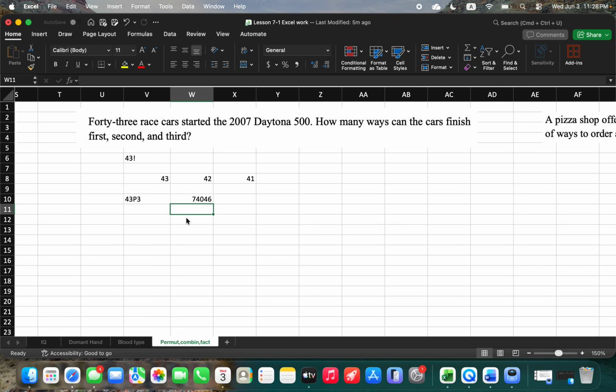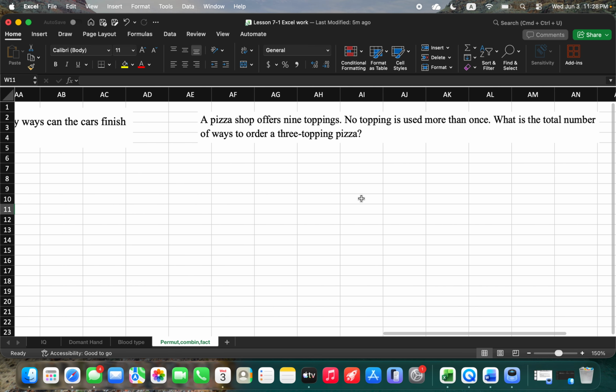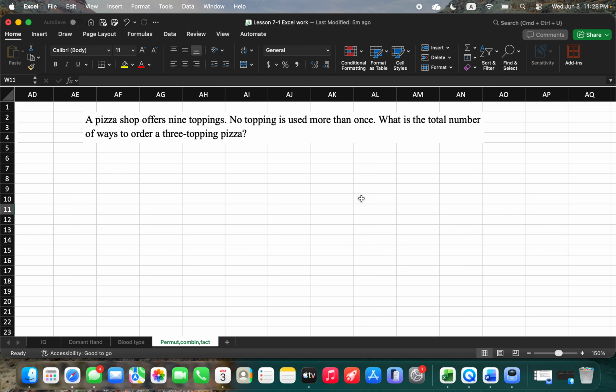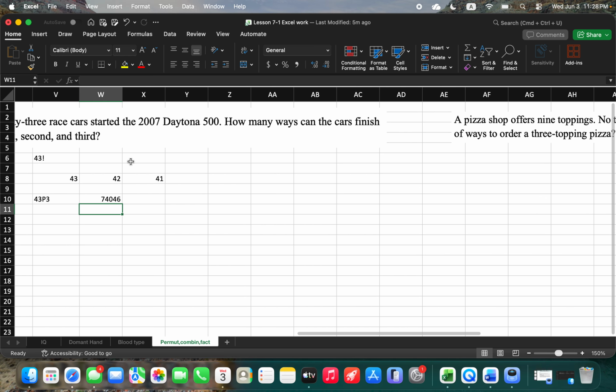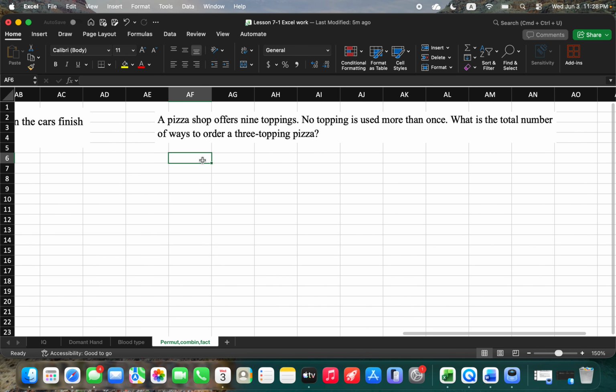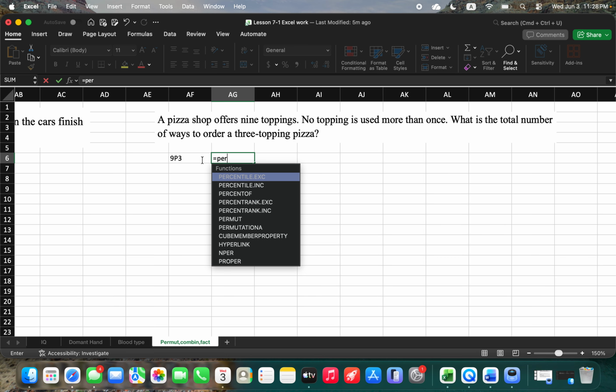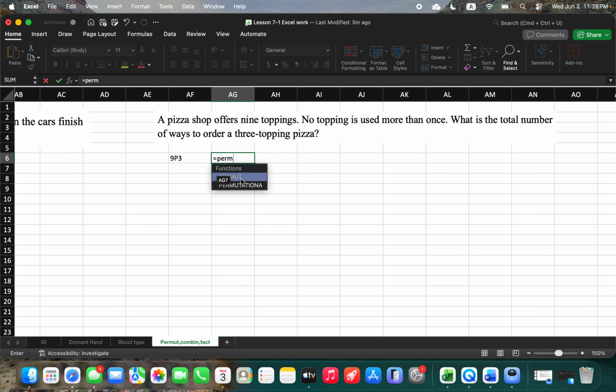Okay? Then now, next question. A pizza shop offers 9 toppings. No topping is used more than once. What is the total number of ways to order a 3 topping pizza? Okay, so based on previous one, we can make 9 permute 3 here, right? Then this become permute total 9, and then we are choosing 3. So that should be the answer basically.